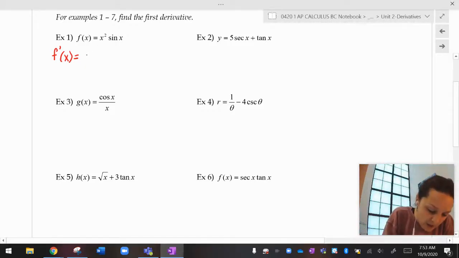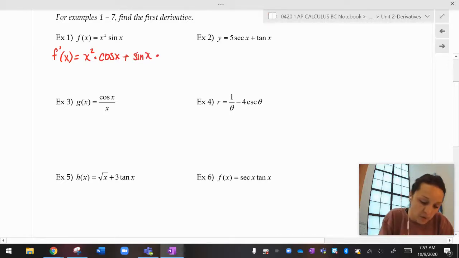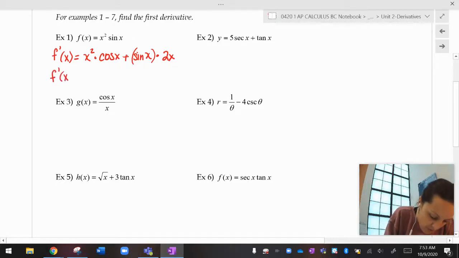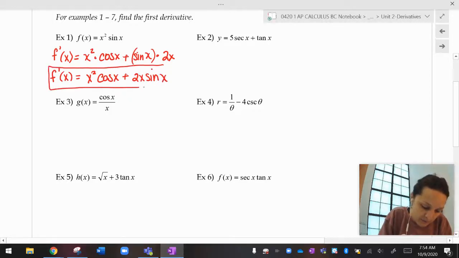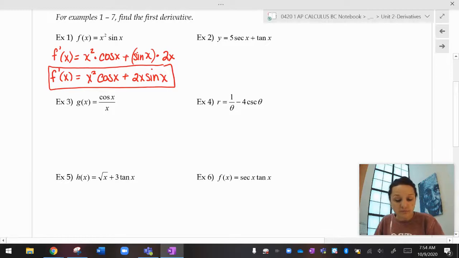All right, f prime is the first times the derivative of the second. The derivative of sine is cosine, plus the second times the derivative of the first. The derivative of x squared is 2x. Please make sure you know that sine x is being multiplied by 2x, not x times 2x, which gives me f prime of x equals x squared cosine x plus 2x sine x. Yay! And we're done.